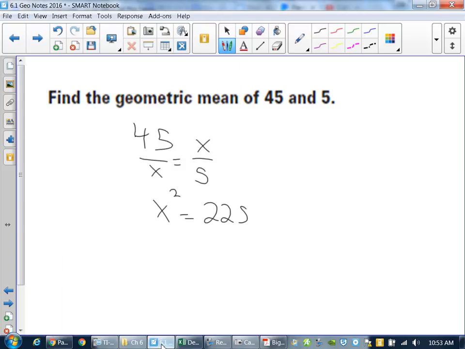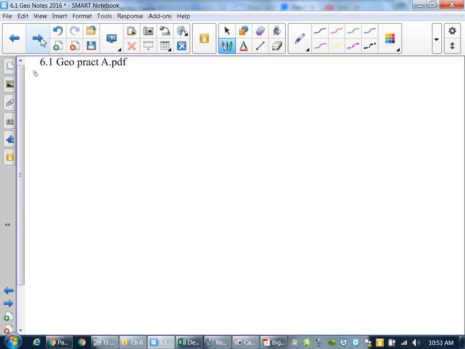And when you look at it, what's 45 divided by 15? 3. And what's 15 divided by 5? 3. That's why it works. I don't need to waste our time on that one.